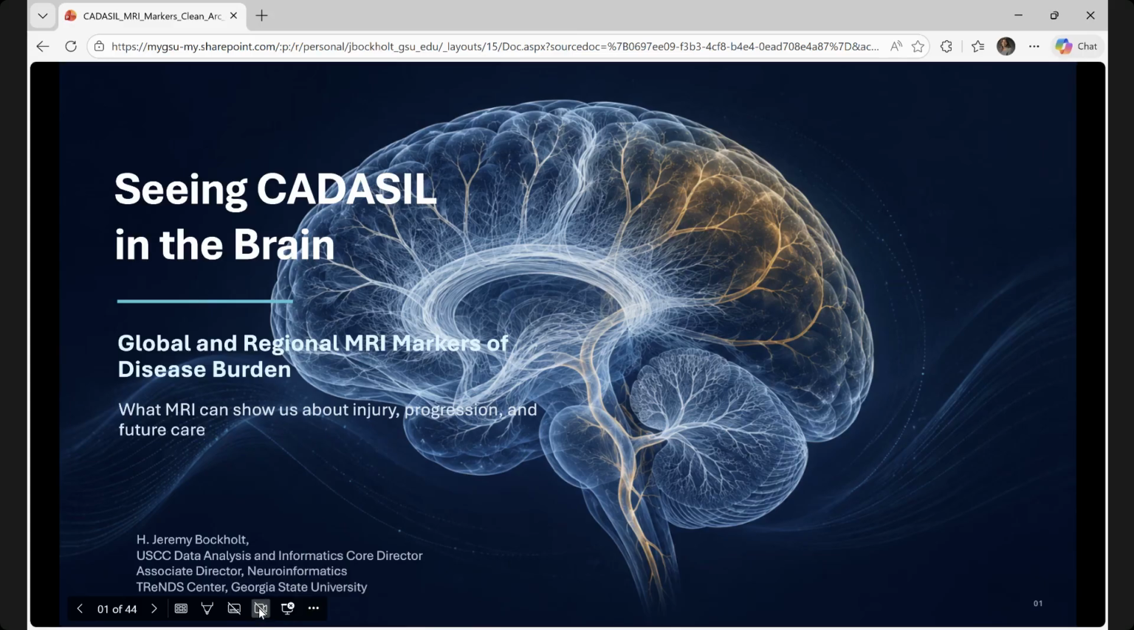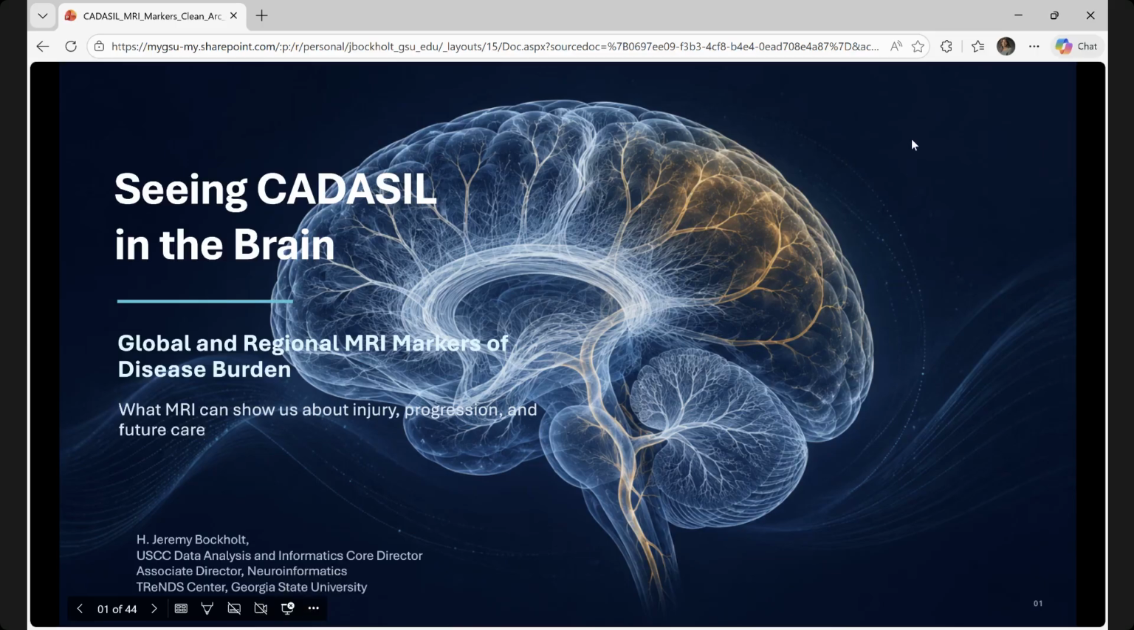I want to just outline what I'm going to talk about. I want to talk about the CADASIL big picture and then specifically anchor the white matter hyperintensities, or lesions, as our anchor marker, but also talk about other MRI markers that we're collecting and how that all fits together, what that looks like in terms of symptoms, progression, and again, relevance for any future clinical trials.